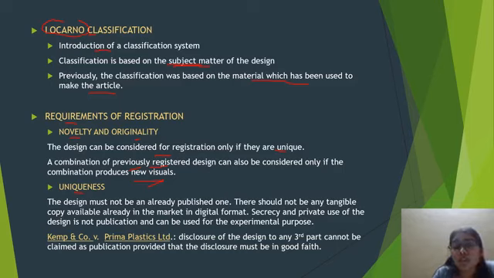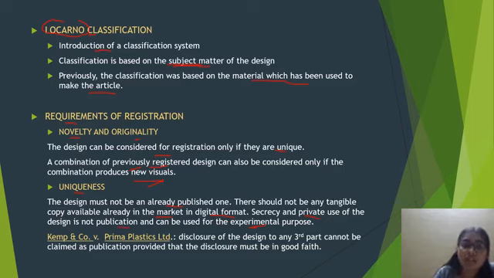Now, what is this uniqueness? It means that the design must not be already published. Okay, the design must not be published under any platform, and there should not be any tangible copy already available in the market or in digital format. Now, secrecy and private use of the design is not publication under the Designs Act 2000, because the proprietor can use this design in secret and in private for experimental purposes. So using the design for this experimental purpose does not come under the term publication.